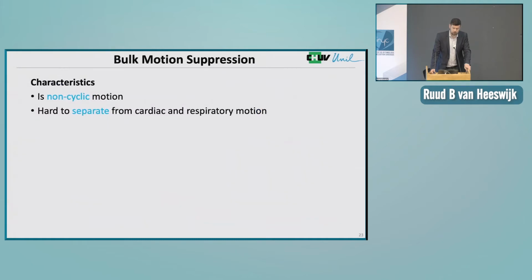Finally, there's also bulk motion, so when the patient really shifts and so on. So non-cyclic motion, what people that study the brain often look at, right? When they just turn the brain once and so on. And this is very hard to separate from cardiac and respiratory motion. But it's good to remember that it exists also for our more cyclic motion-oriented motion correction.